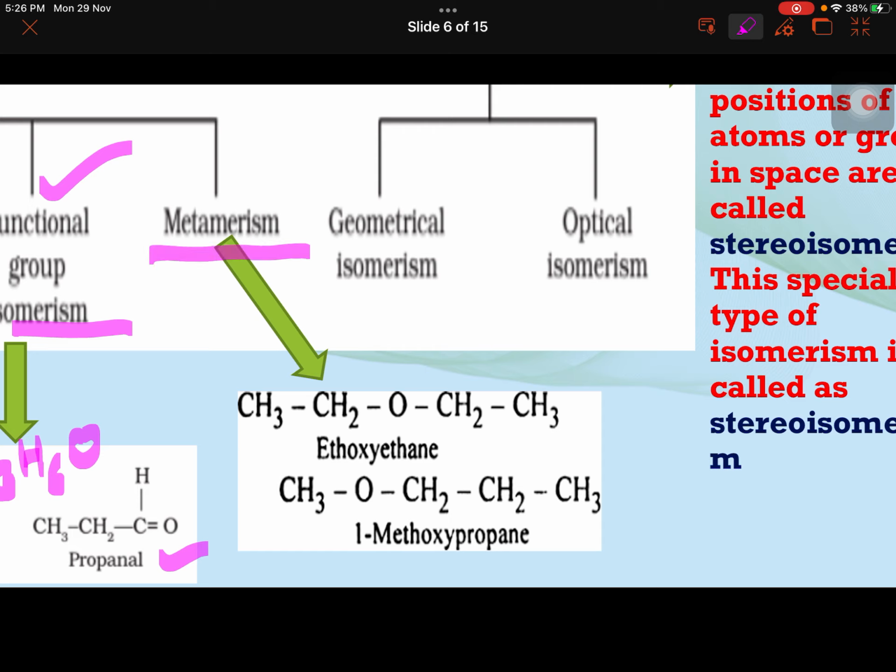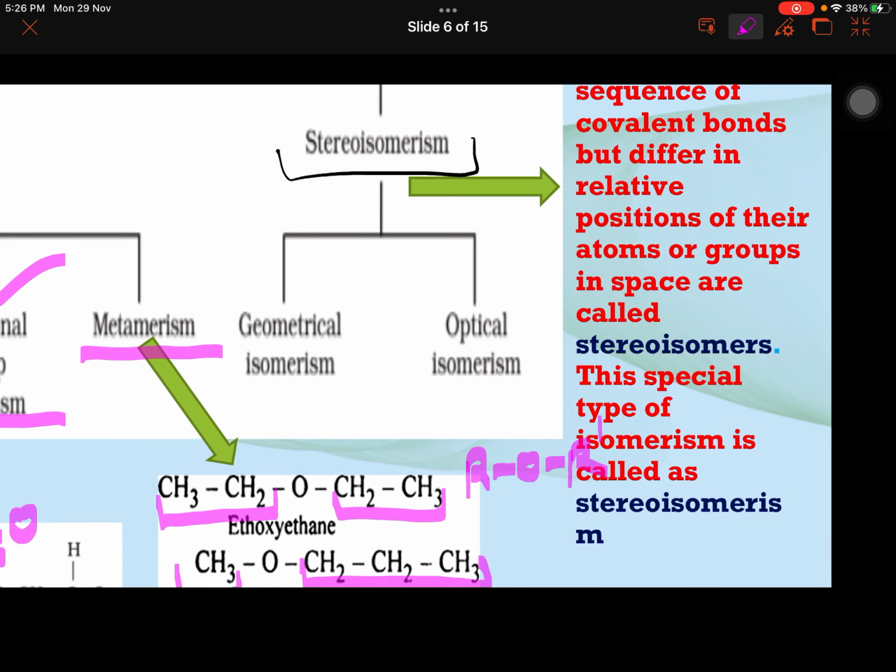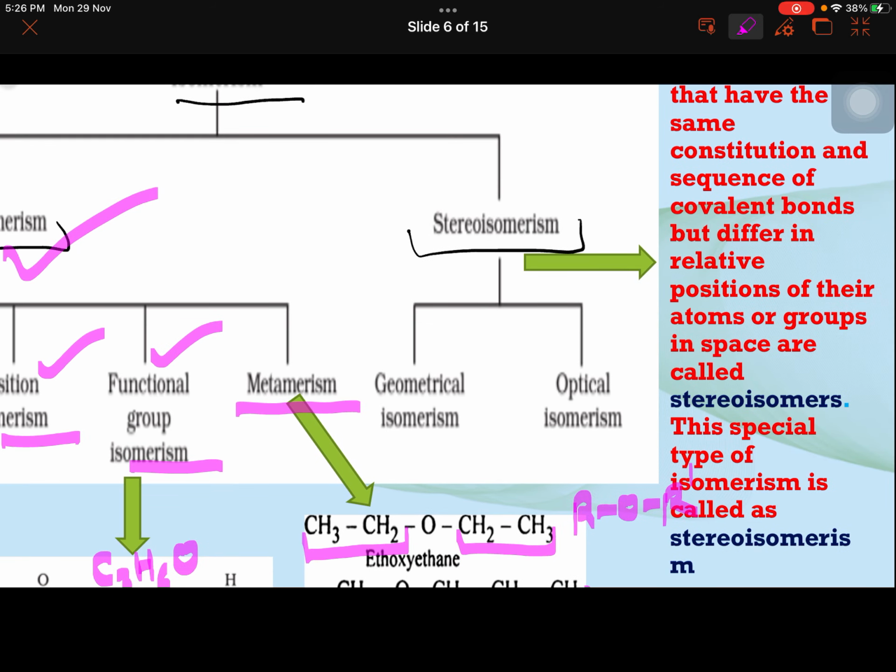If you take ethers, ROR, you can see on both sides of the functional group there are R groups. So if you have 2 carbons on one side and 2 on the other, ethoxyethane. Or I can put 1 carbon on one side and the remaining 3 on the other. The size of the R group is changing. So when you have different R groups on both sides of the functional group, they are called metamers. Then you have stereoisomerism.